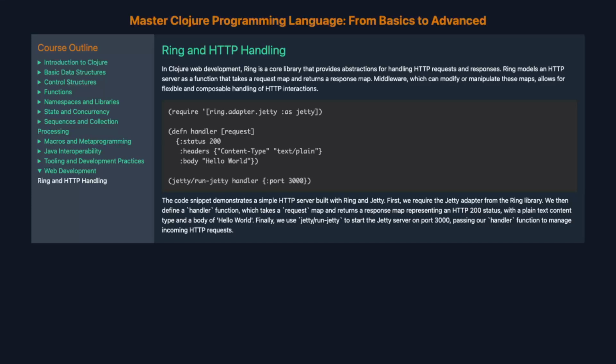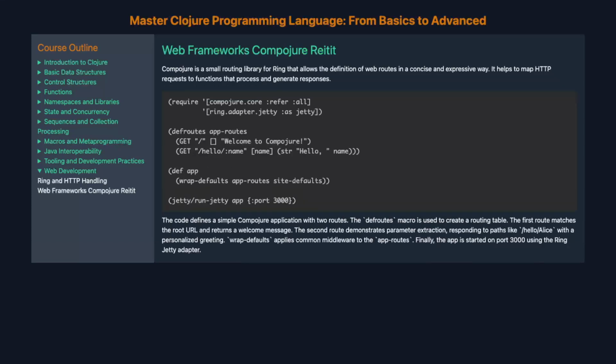incoming HTTP requests. Web frameworks, Clojure Compojure. Compojure is a small routing library for Ring that allows the definition of web routes in a concise and expressive way. It helps to map HTTP requests to functions that process and generate responses.